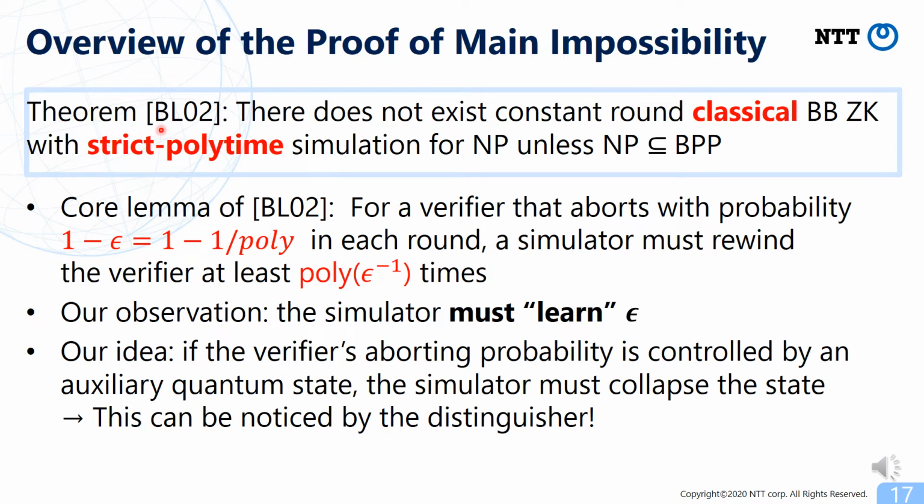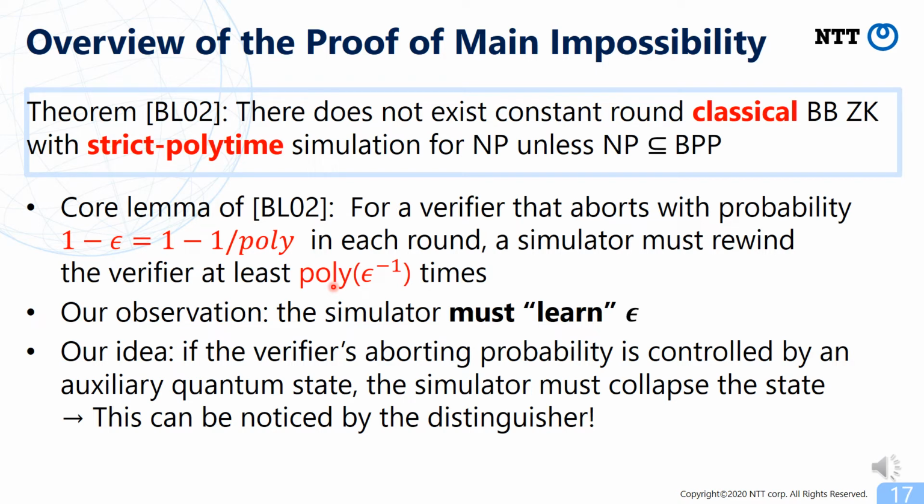They prove that there does not exist constant round classical black box zero-knowledge with strict polynomial time simulation for NP unless NP is contained in BPP. For proving this theorem, their core lemma is the following. For a verifier that aborts with probability 1 minus epsilon, where epsilon is some inverse polynomial, in each round, a simulator must rewind the verifier at least polynomial of epsilon inverse times to correctly simulate the view of the verifier.